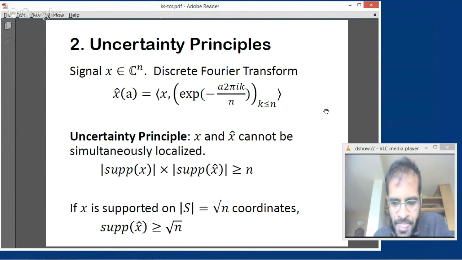which says that x and x hat cannot both be simultaneously localized. So a signal cannot be sparse in both the time domain and the frequency domain. The way this is written is that the support of x times the support of x hat, the product, is at least n. In particular, what this means is that if you have a vector x that's supported on some square root of n coordinates, then its Fourier transform is supported on at least square root of n coordinates.